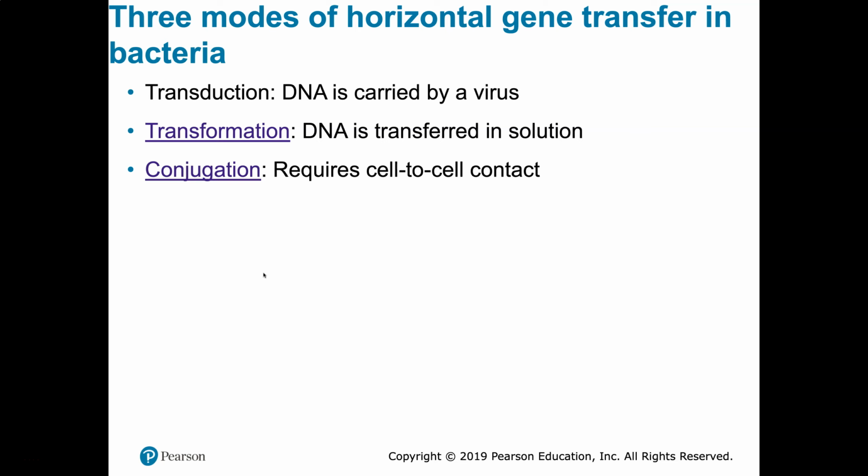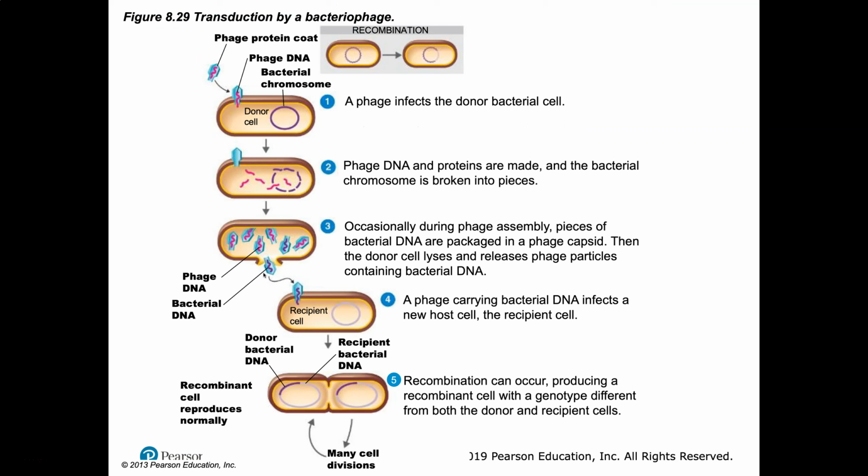We'll look at each one of these. So first, this is recombination. A phage, which is what we call bacteriophage, is what infects bacteria. So bacteria have their own special viruses that infect them. So bacteriophages are viruses that infect bacterial cells.